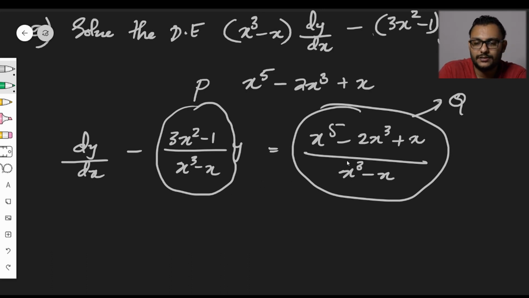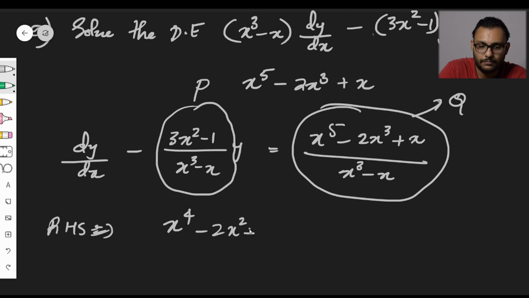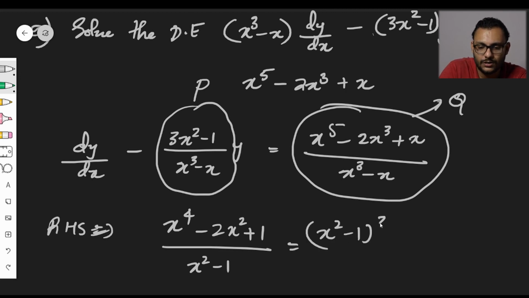First of all, let us try to rearrange the right hand side of this equation. We can rearrange this by taking x common in numerator and denominator. We will get x raised to 4 minus 2x square plus 1 divided by x square minus 1, taking x in numerator and denominator and cancelling out each other. This numerator is nothing but x square minus 1 the whole square. You can check it: x square the whole square, that is x raised to 4, minus 2 into x square into 1, that is 2x square, plus 1. So this can be represented as this.